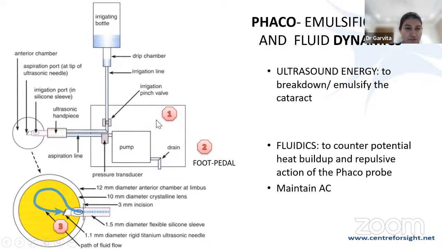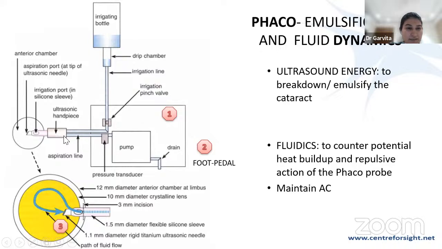So in this diagram, which is an outlay of the Phaco machine, we have an irrigating bottle. We have a drip chamber which connects the irrigation line. This irrigation line has an irrigation pinch valve which controls the fluid motion through this line. The irrigation line goes into the ultrasonic handpiece and enters the anterior chamber, which is the small white circle. This is the enlarged view of the same circle where we see the probe inside the eye. The blue line indicates the motion of the fluid.